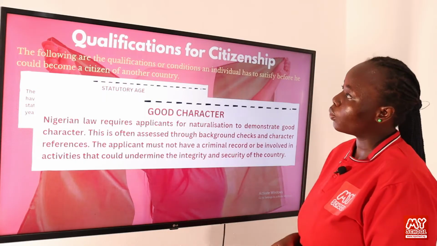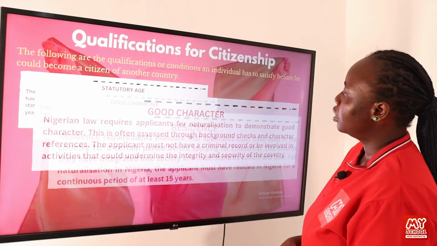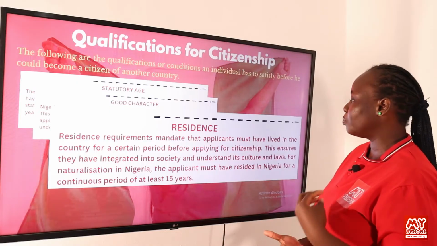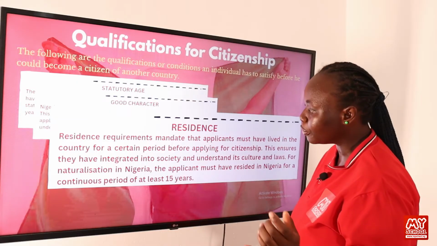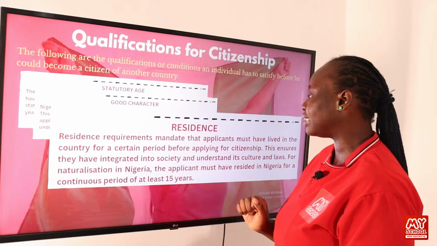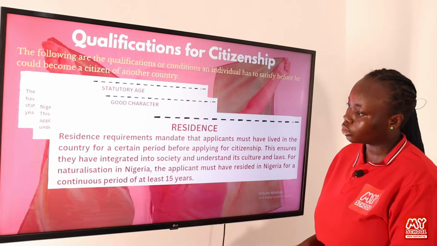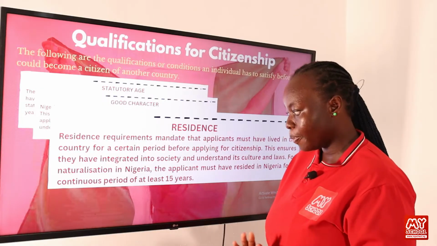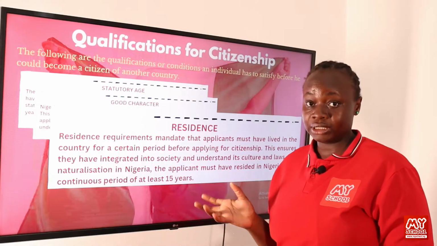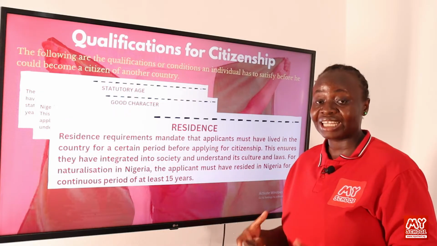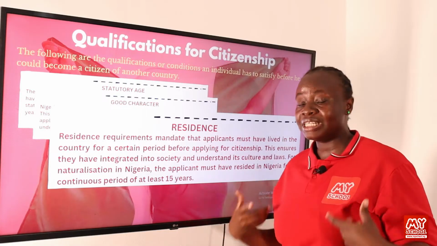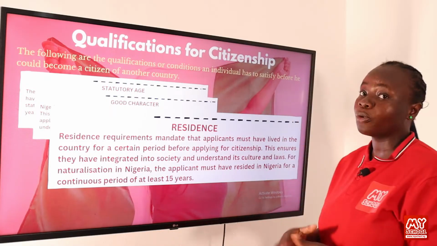Now let's move on to another qualification. So we have residence. Residence requirements mandate that applicants must have lived in the country for a certain period before applying for citizenship. This ensures that they have integrated into society and understand its culture and laws. For naturalization in Nigeria, the applicant must have resided in Nigeria for a continuous period of at least 15 years. This helps to ensure that they understand the culture of the people and they can really integrate into that society before they become a citizen.